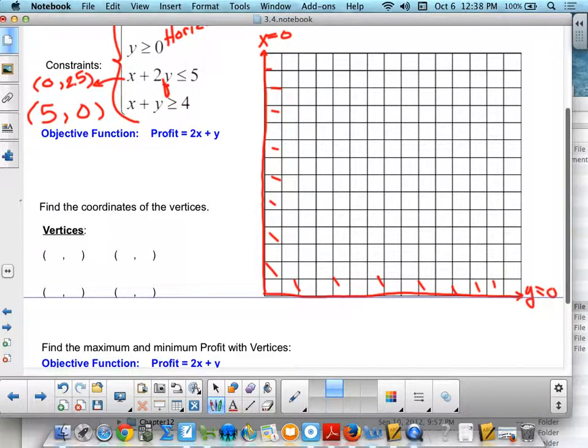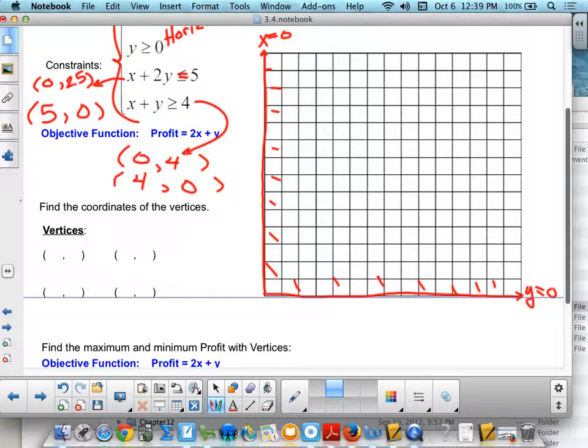Right, guys? When you find x and y intercepts, do you in your mind just pretend it says equal? Don't look at the less than or greater than sign. Just think of it as this plus this equals 5, then solve it. So I get 5, 0 and 0, 2.5. Okay, what about this one here? What are the x and y intercepts? 4 and 4. So 0, 4 and 4, 0. Okay?